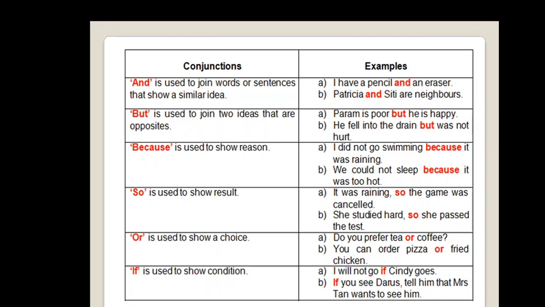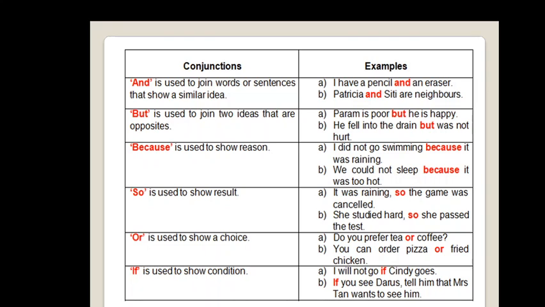The first conjunction is and. And is used to join words or sentences that show a similar idea. Example, I have a pencil and an eraser. She has a bat and a ball. We use conjunction and to join two similar ideas. To join two similar ideas, children, we use conjunction and.